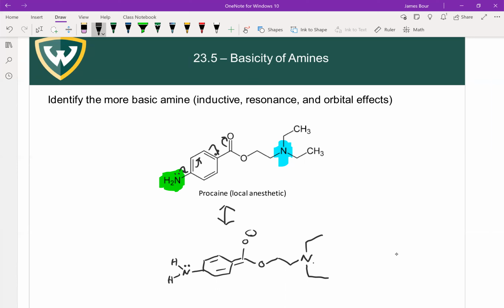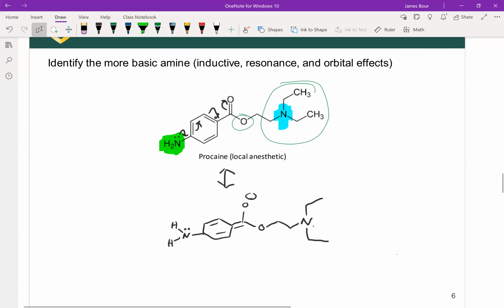Indeed, the most basic nitrogen on this molecule is this amine over here, which has no resonance stabilization and very few electron withdrawing groups. This oxygen is an electron withdrawing group, but it has a much smaller effect than the resonance over here. So the most basic amine on procaine is the alkylamine over here on the far right, circled in green. And that is because of the resonance stabilization of the nitrogen over here. And this is actually an aniline nitrogen. Now we'll just write res stabilized.